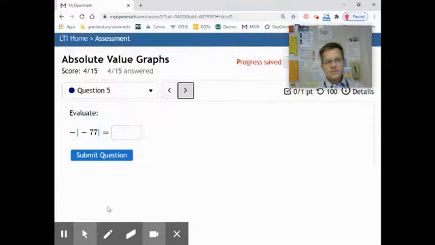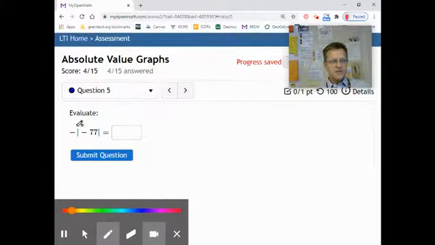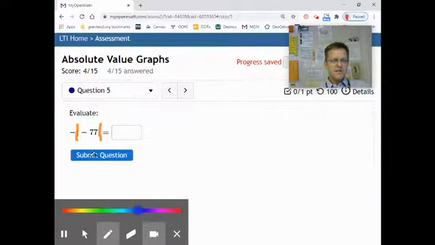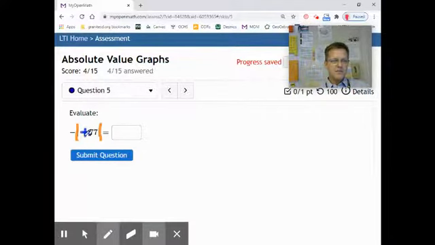How about this one? Take this one step at a time. So everything inside the bars is positive. So that means that this minus becomes plus, right? That minus becomes positive. So now we have the opposite of 77.